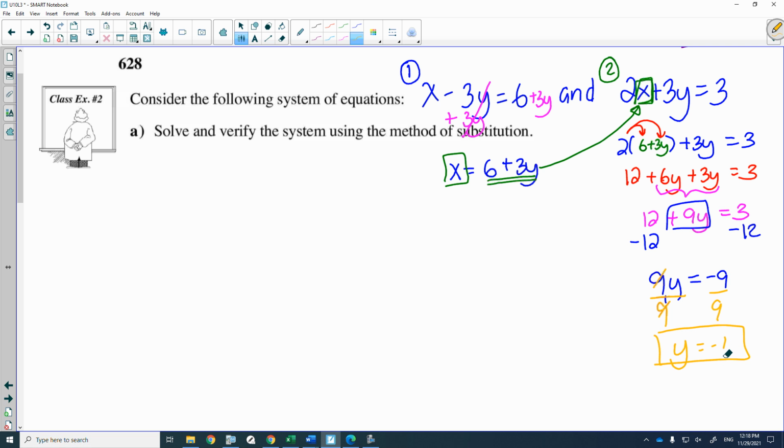What do you now need to figure out? What x is. Do you know where it goes? Into right here. Here's x. X is equal to 6 plus 3y. So we're going to take that y out, and we're going to put in negative 1. So x is equal to 6 plus 3 times negative 1. X is equal to 6 minus 3. X is equal to 3.